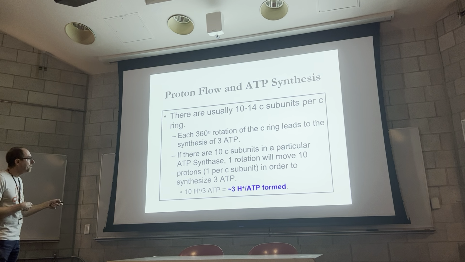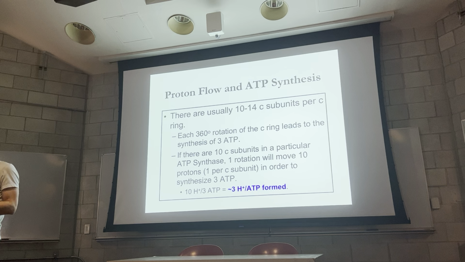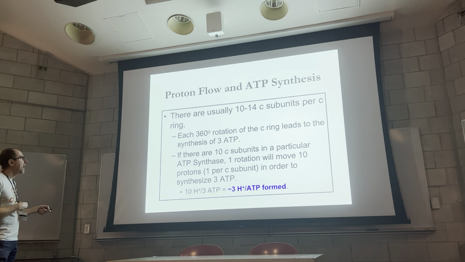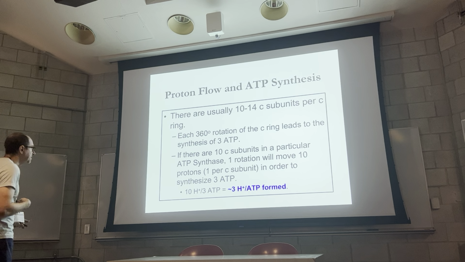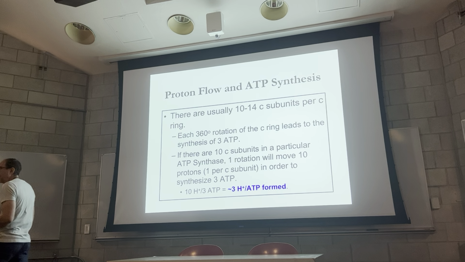So if it takes 1 proton to move each subunit, and if there are 10 subunits, we need 10 protons to fully turn this thing. So that means that what we're getting is for every 3 protons that travel through ATP synthase, we're going to generate an ATP. And that tells us now the efficiency of ATP synthesis versus generation of the proton gradient.